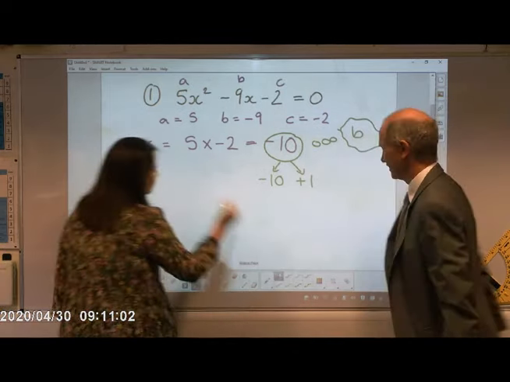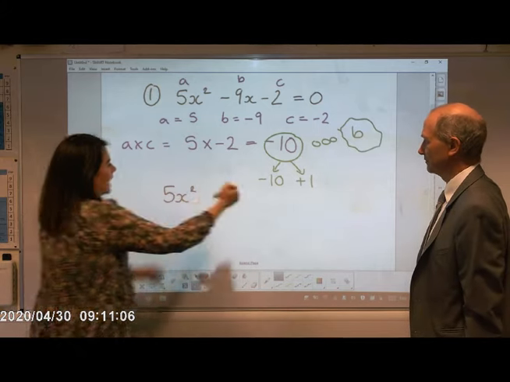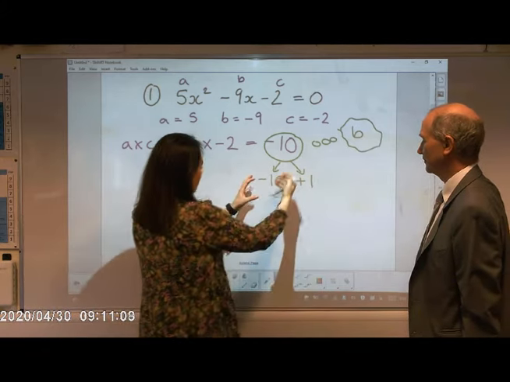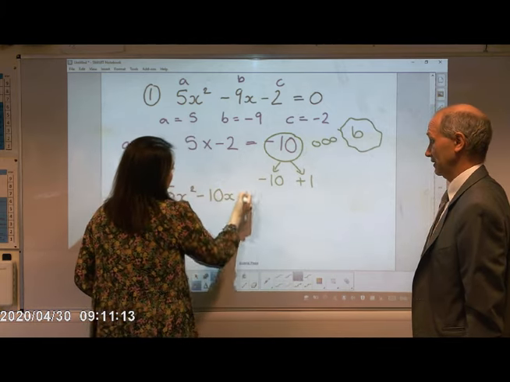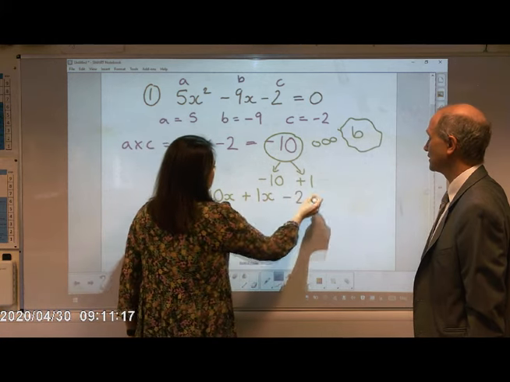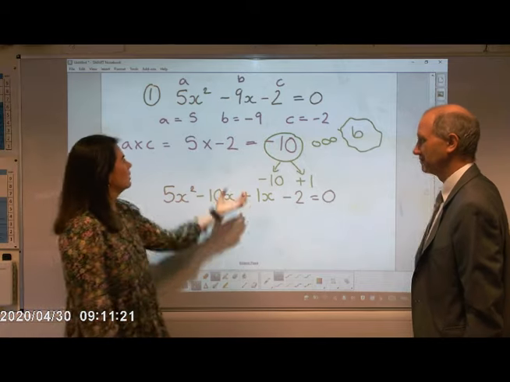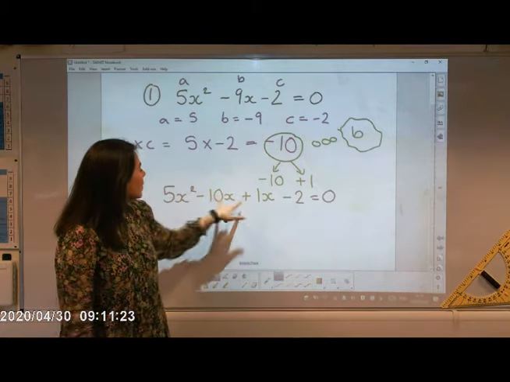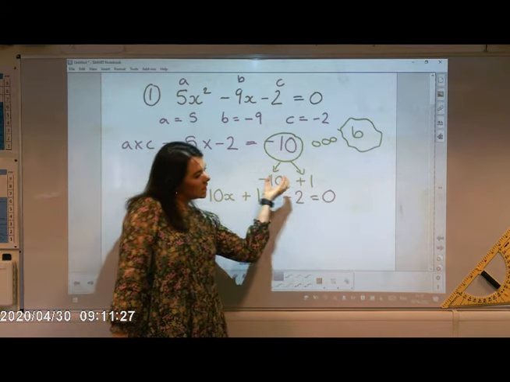So, I'm going to write out my original equation, but now I've split my B into minus 10x and plus 1x, or just plus x. Now that you're in A level or IB, you probably don't need to write plus 1x, but I'm just going to write it there so you don't get confused. Minus 9x is the equivalent of minus 10x plus 1x, isn't it? And that's how I split my B.